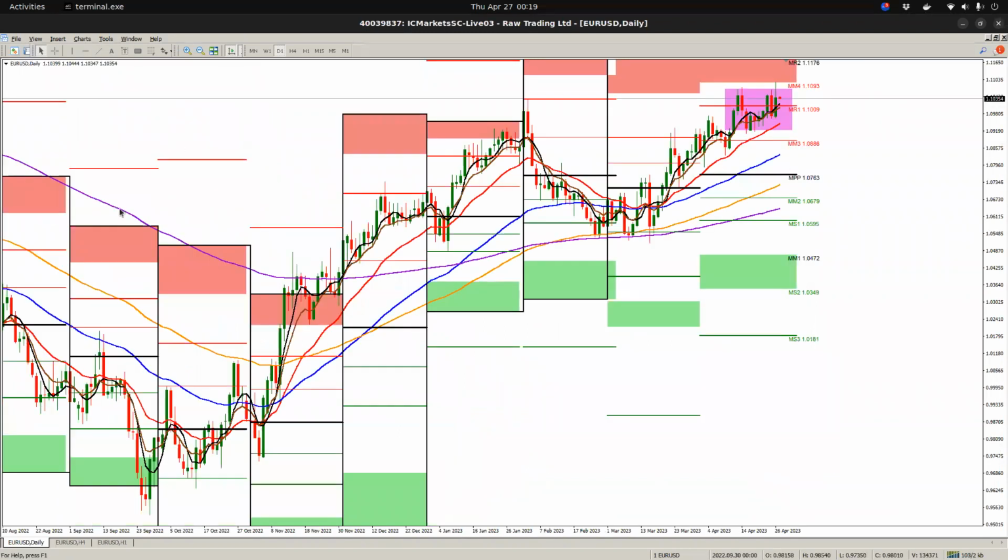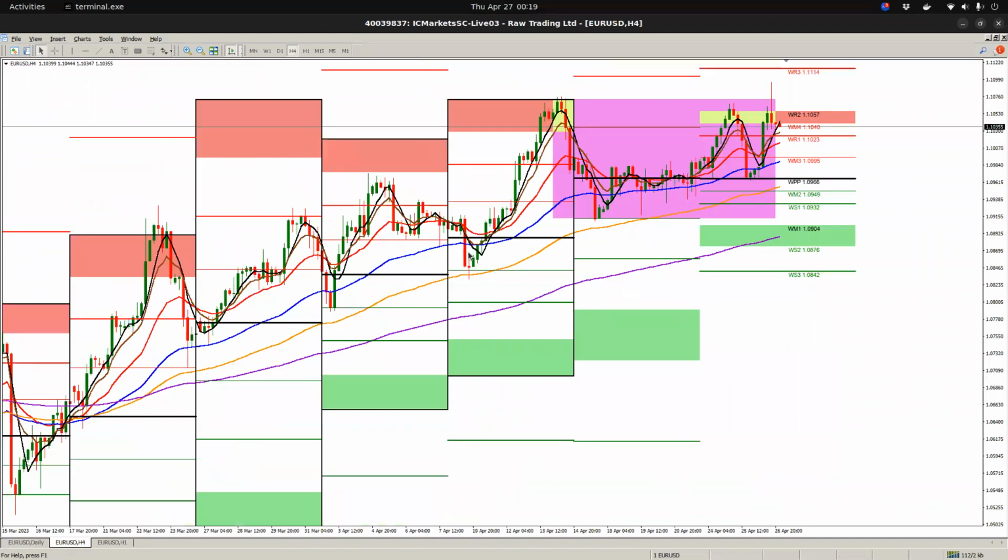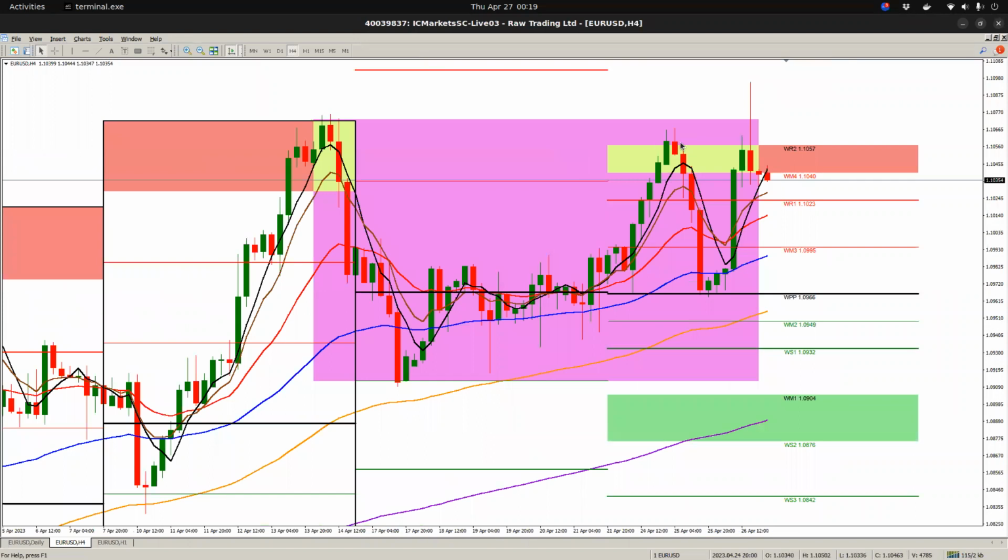So we can see here euro dollar still sitting inside this range over here. Okay, stop making higher highs though. Let's take a look at the H4. You can see they're currently at the profit-taking zone, still at the profit-taking zone.